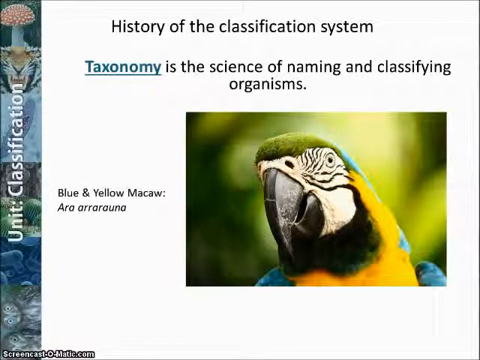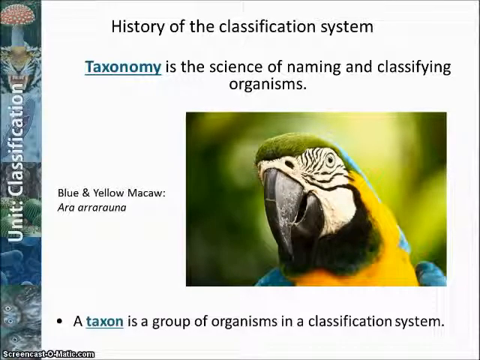Taxonomy is the science of naming and classifying organisms, just like the activity done in class today as we began naming the different aliens according to their physical characteristics and grouping them into different categories. What we were doing is a simplified form of taxonomy. A taxon is a group of organisms in a classification system. For example, this blue and yellow macaw falls into the taxon group called Aves, which is the scientific term for birds. Can you think of other taxon groups?